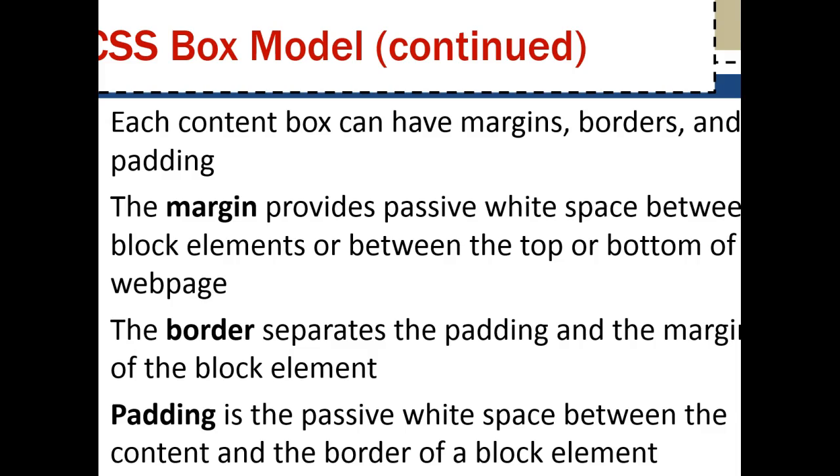A border can also have a style such as solid, dashed, or dotted. Padding is the passive white space between the content and the border of a block element. Padding is also measured in pixels, EMs, or percentage. By default, padding is set to 0 pixels, so paragraph text, for example, appears at the edge of the block element. We can increase the padding to improve legibility. The box element includes more than the default padding that we just saw in the previous slide. The background color for the padding and content is always the same.